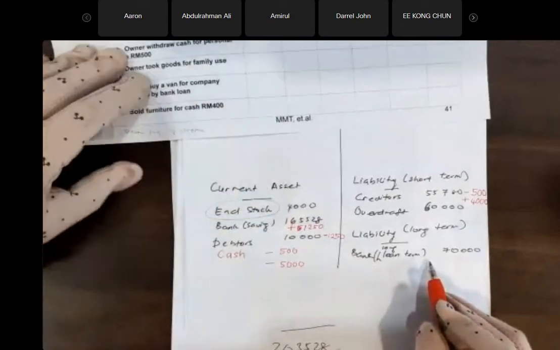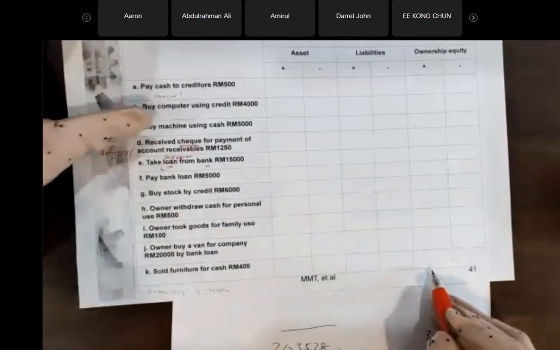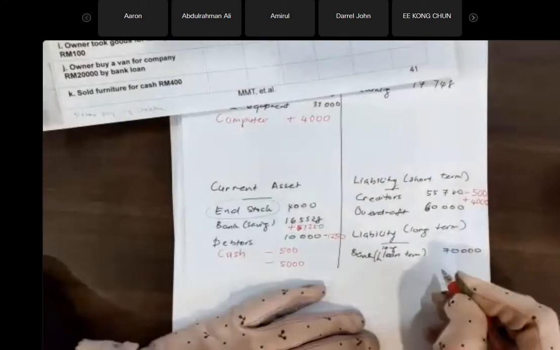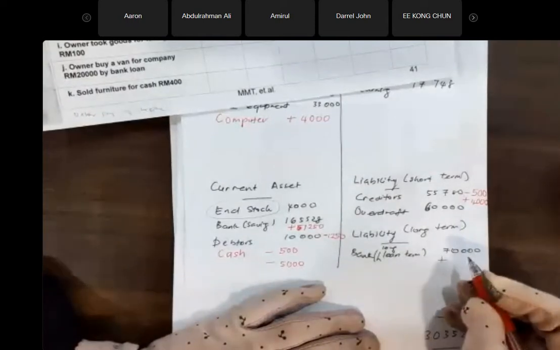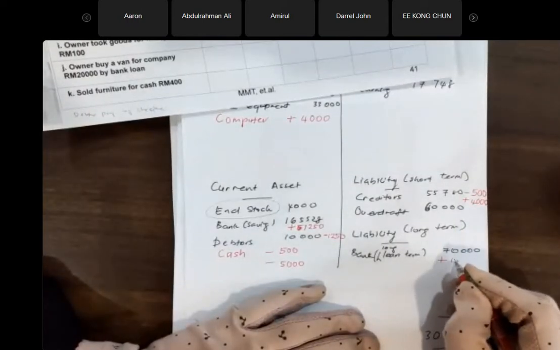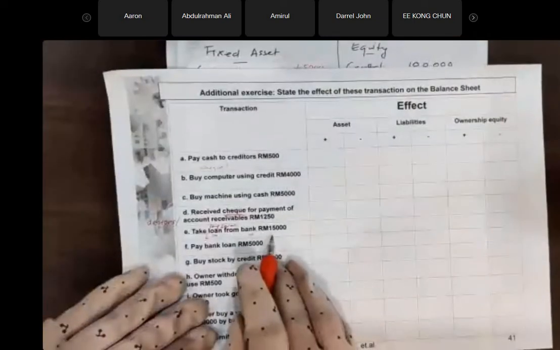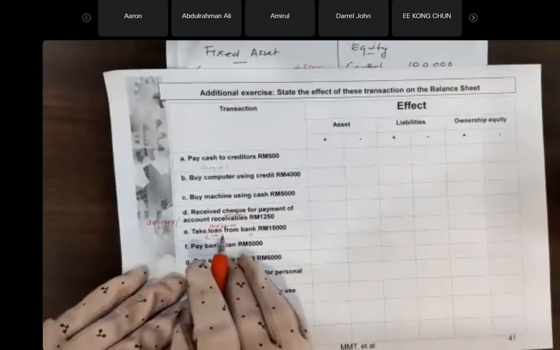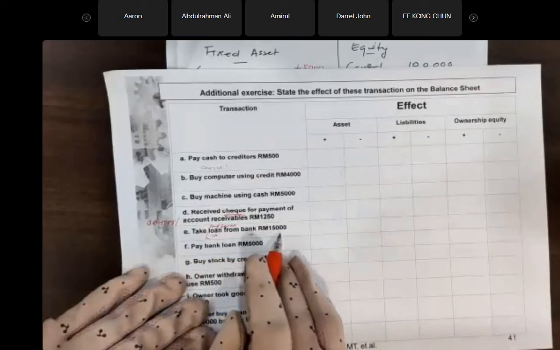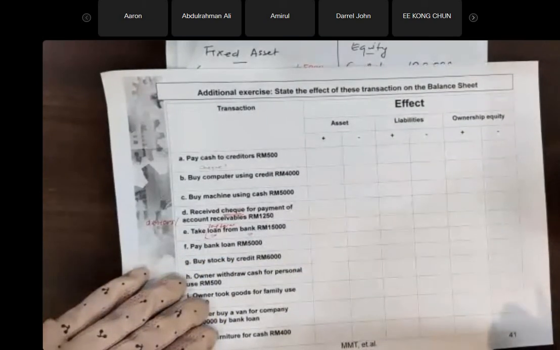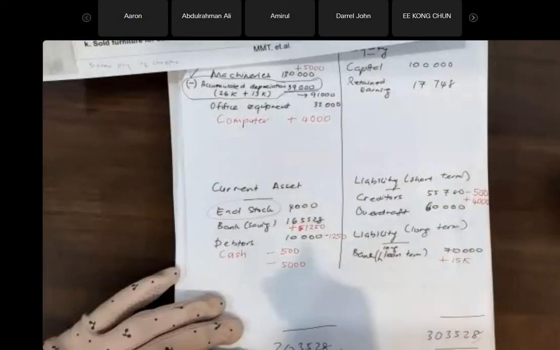You take the loan lagi. Maknanya you increase the loan. Another loan, 15,000. You increase the loan 15,000. You take the loan from bank 15,000. So what happened to another one? What happened?